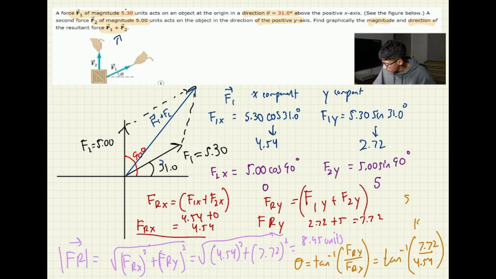Okay, it is equal to 59.54 degrees, and this is the answer. This is the answer right here.